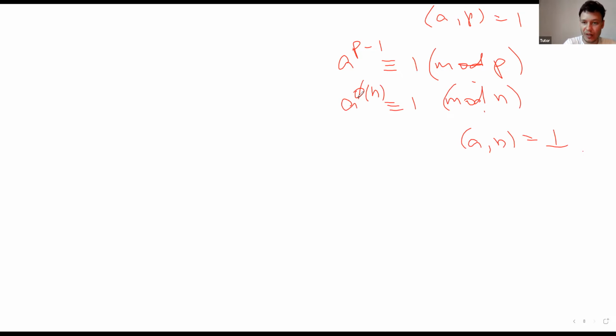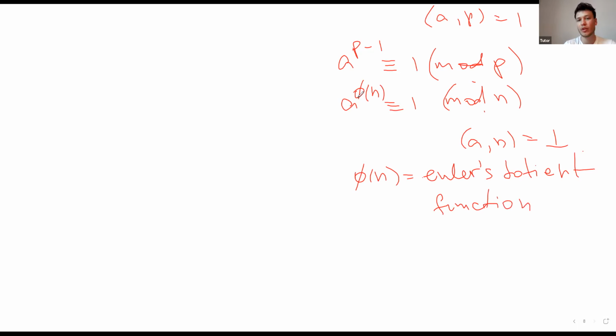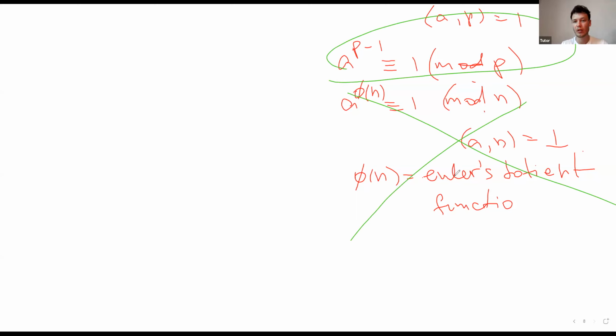So what is phi of n? Phi of n is Euler's quotient function. For now you don't really need to care about this, so you can just forget about it, and we're going to focus on the first part for now, and then look at the second part.